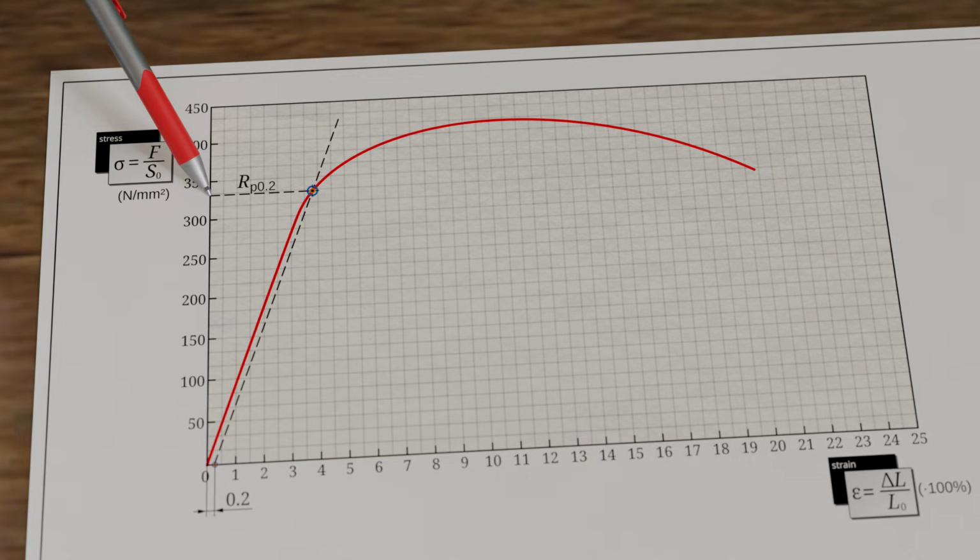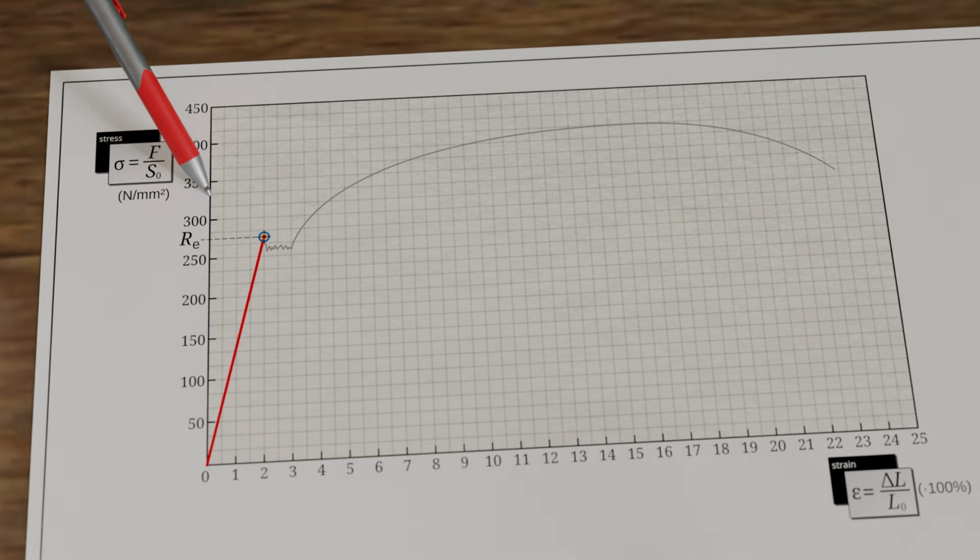In general, components must not undergo permanent deformation during operation. Therefore, a material should ideally be loaded only up to its yield strength under tension. If this limit is exceeded, the material deforms plastically and becomes unusable. This results in a fundamental criterion for the dimensioning of a component subjected to static tensile load. The tensile stress acting in the component must always be lower than the yield strength of the material used.